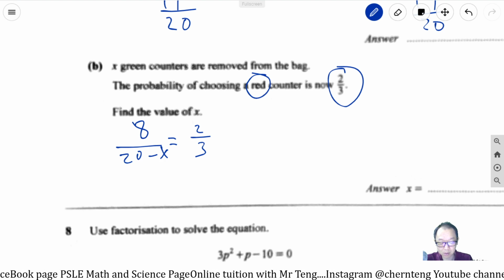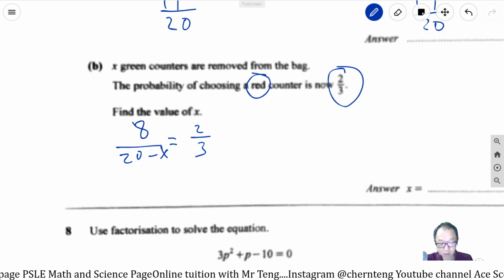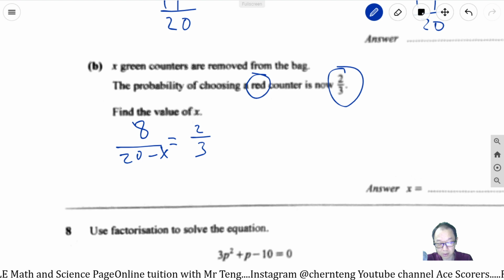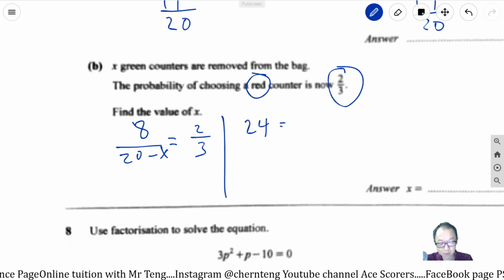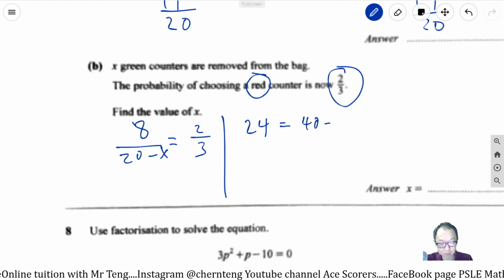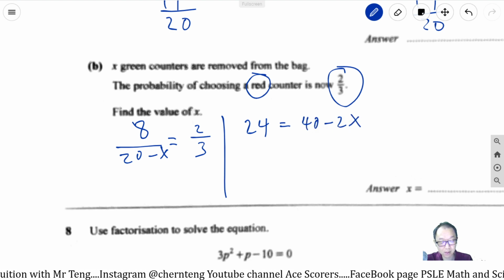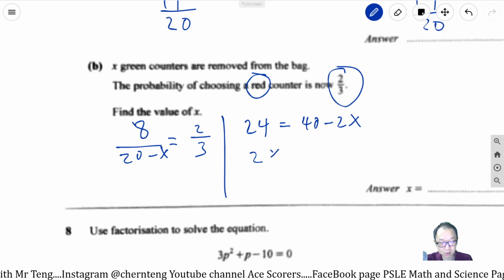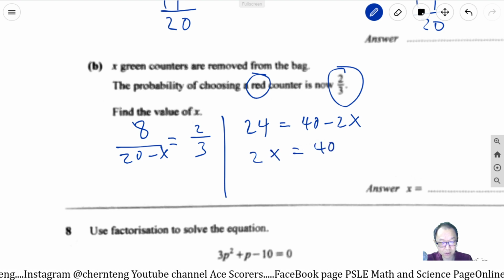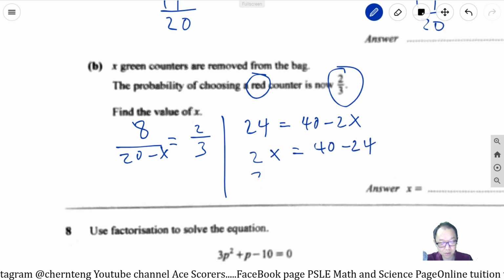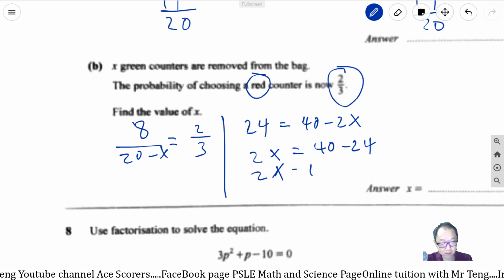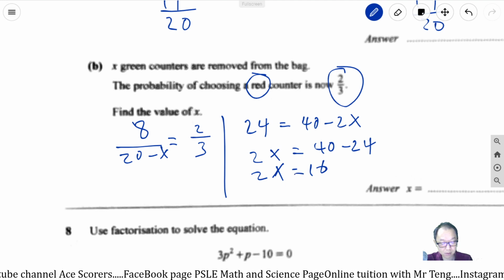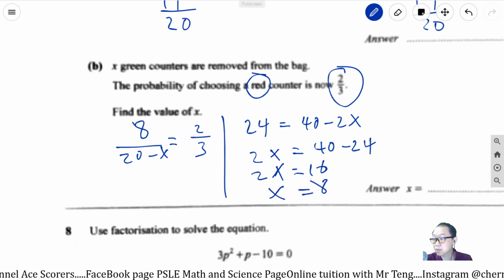And we do a cross multiply. Because it becomes an algebraic question, I just want to find x. 3 times 8 is 24 equals 40 minus 2x. And we cross over. So 2x equals 40 take away 24. 2x equals 16. x equals 8. It's correct now.